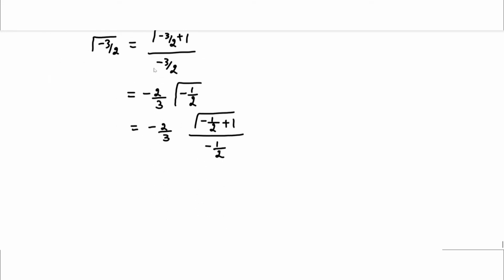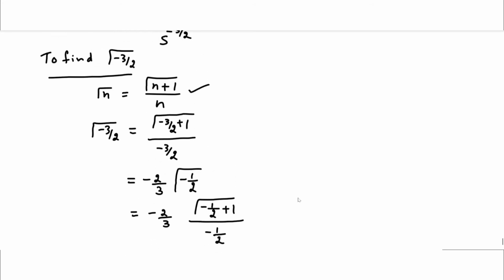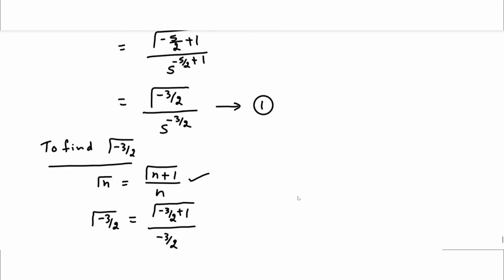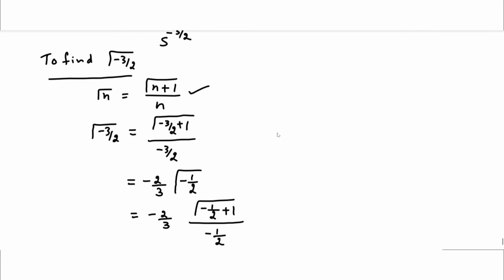Further, if you try to simplify this expression, the negative of negative will become positive. So 2 by 3 as it is, 1 by 2 when it comes in the numerator becomes 2 by 1, and gamma of minus 1 by 2 plus 1 will be gamma of 1 by 2. If we multiply, you will be getting 4 by 3, and gamma of half is square root of pi. So we got the value of gamma of minus 3 by 2 as 4 by 3 into square root of pi. We'll plug that back into equation number 1.